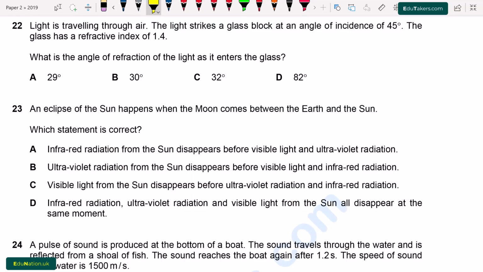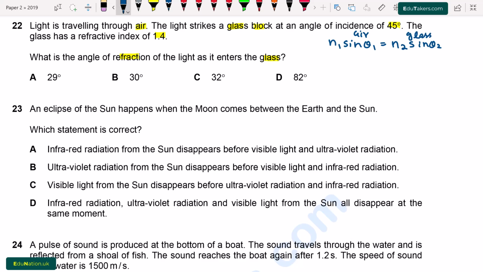Question number 22. Light is traveling through air. The light strikes a glass block at an angle of incidence of 45 degrees. The glass has a refractive index of 1.4. What is the angle of refraction of the light as it enters the glass? Basically here we have to find out the angle of refraction. Here I use Snell's law: n1 sin theta 1 is equal to n2 sin theta 2. The left hand side data is basically for the air, while on the right hand side this is for glass.